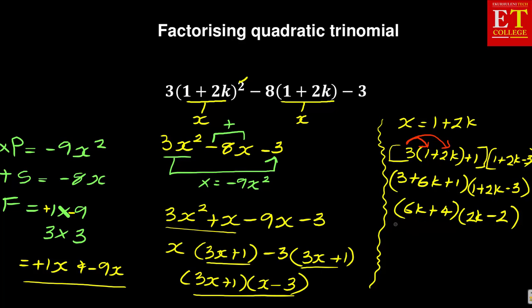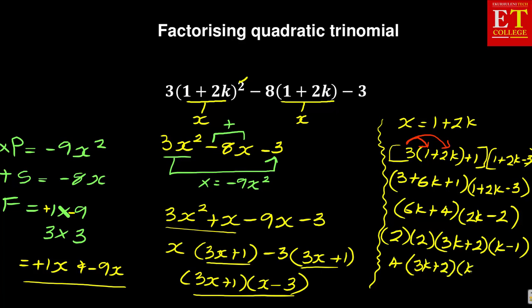But something is interesting here. This can still continue, whereby between 6k and 4 there is a 2 that is common. You can factorize it out, as well as between 2k and minus 2 there is another 2 that you can take out. So if you take the first 2 into 6k, it will be 3k plus 2, and in the second one it will be k minus 1. So now you multiply the 2s that are outside. 2 times 2 is a 4. So you have got 4 times 3k plus 2, and k minus 1. This is now what they mean when they say factorize completely.